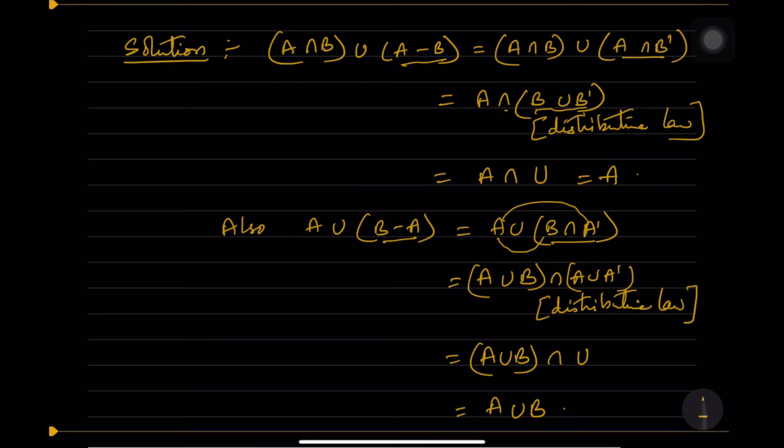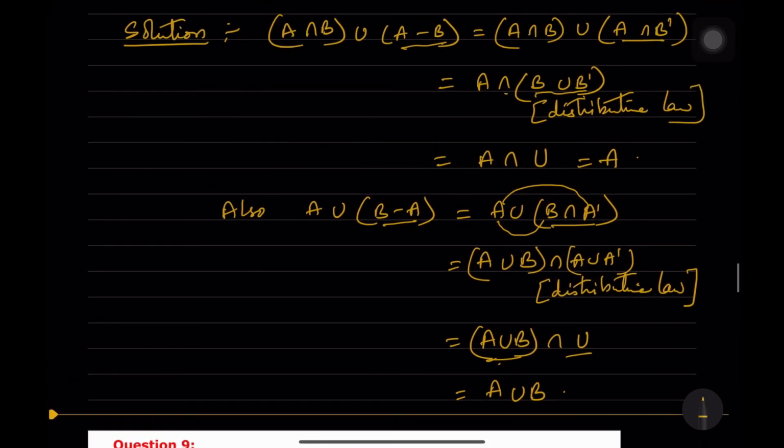So A union B intersection universal set is equal to, whenever you are taking the intersection, whichever is the smallest one will be the answer. Therefore it is equal to A union B. So therefore we got A union B minus A is equal to A union B, hence proved.